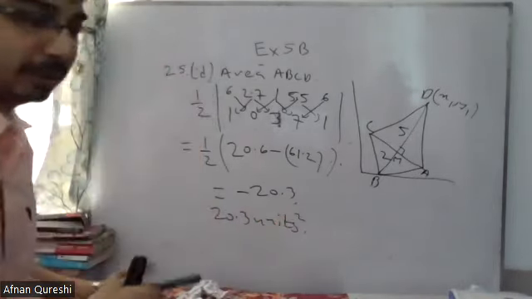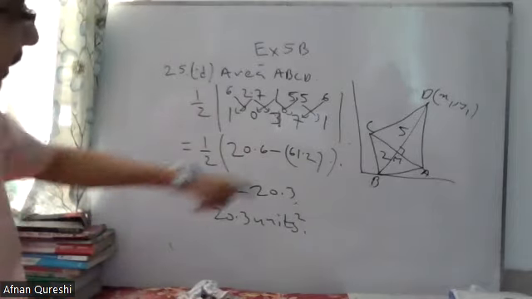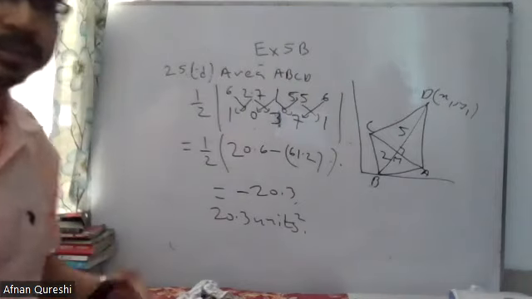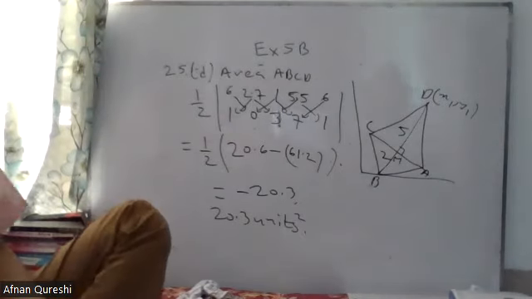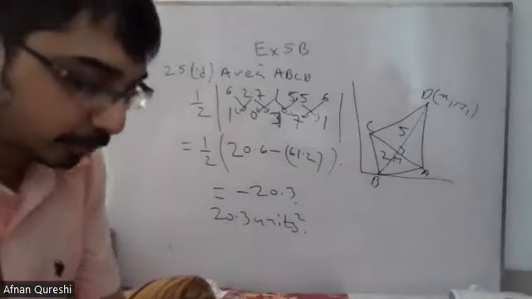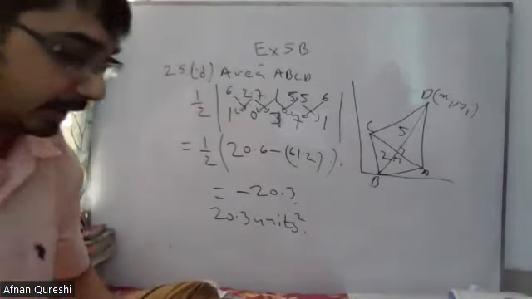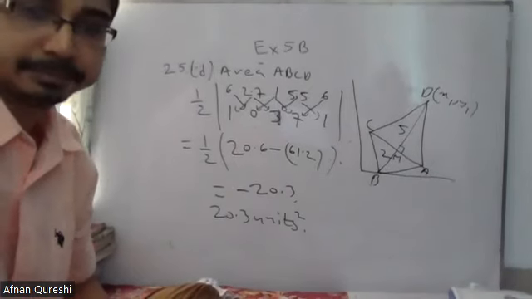I understood from before that because the diagram is given, and the coordinates are being taken in clockwise fashion, the answer you're going to get is negative. So 20.3 units square is going to be the area of the quadrilateral ABCD.